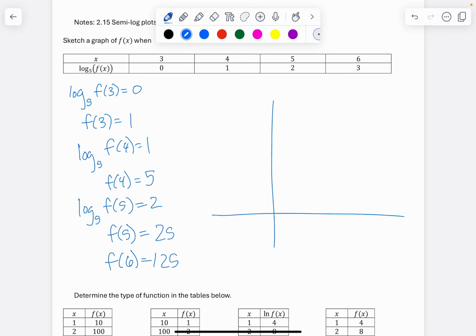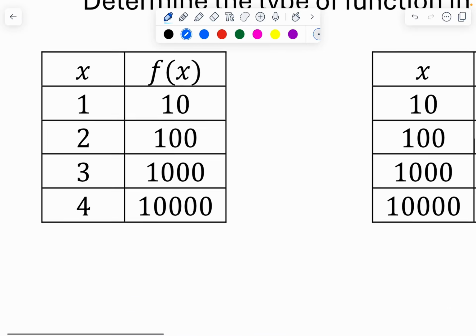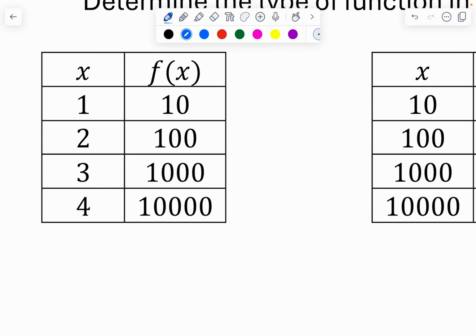Roughly, I don't need to worry about doing this too closely, but when I have an input value of 3, I have an output value of 1, somewhere down there. When I have an input value of 4, I have an output value of 5. Input value of 5, I'm going to have an output value of 25, and then this is going to pretend to be 125. It's something like that. Basically, it's exponential.